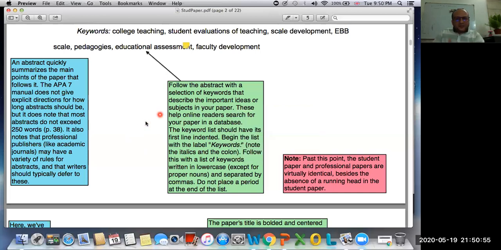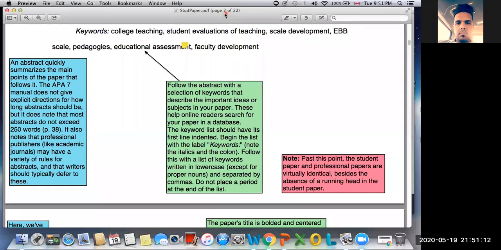So as we indicated earlier, an abstract summarizes your main points of the paper that follows it. Doctor, the picture is too big, we can't see it. The content of the slide. Why can't you see it?